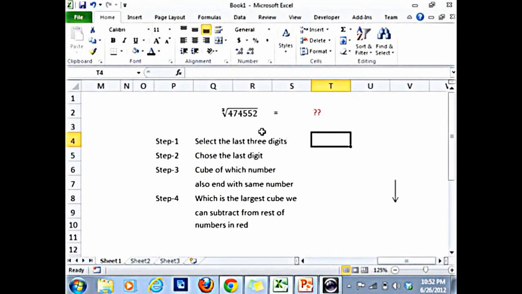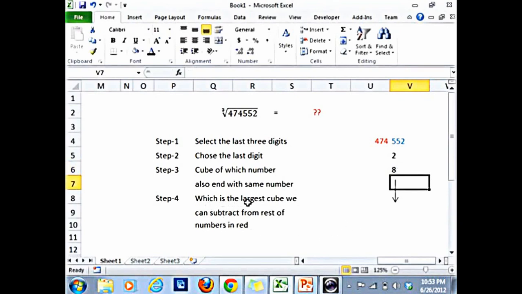First I need to select the last 3 digits of the number for which I want the cube root. Here I have 6 digits, so I will write 474 in red and 552 in blue. Now I will choose the last digit of the number. The last digit is 2. The cube of which number also ends with 2? It's 8, so I write 8 here.